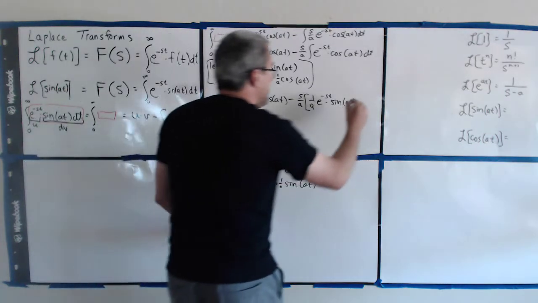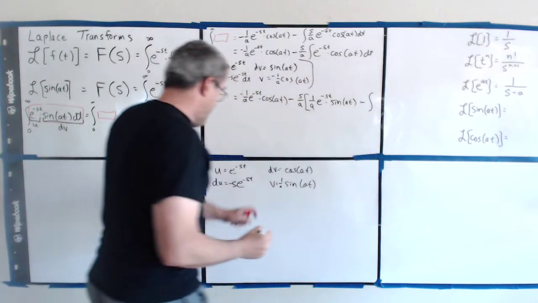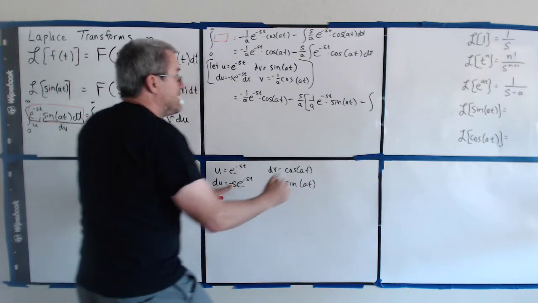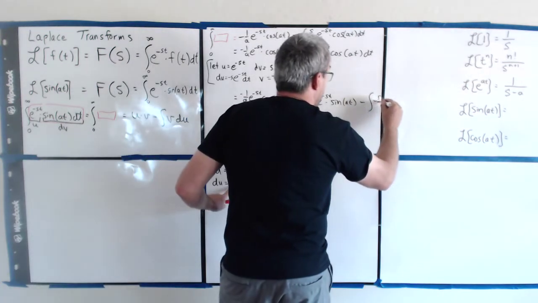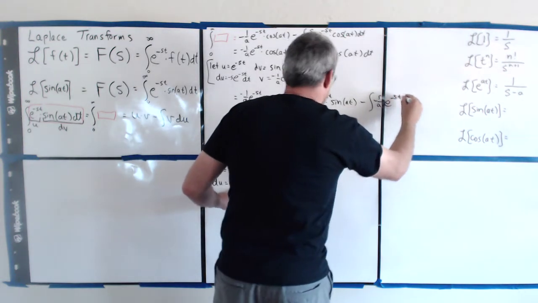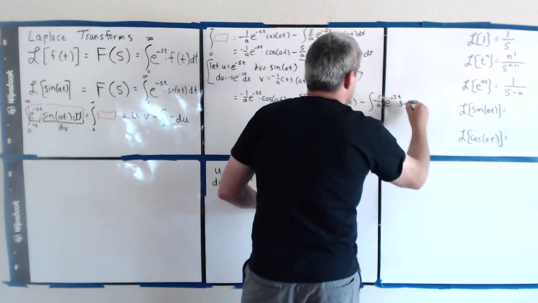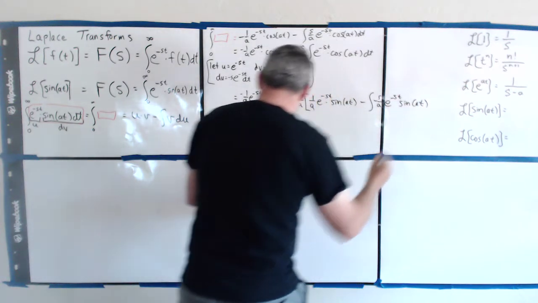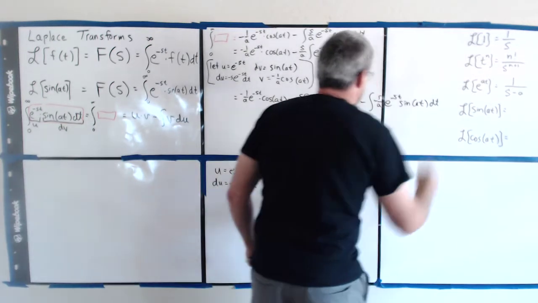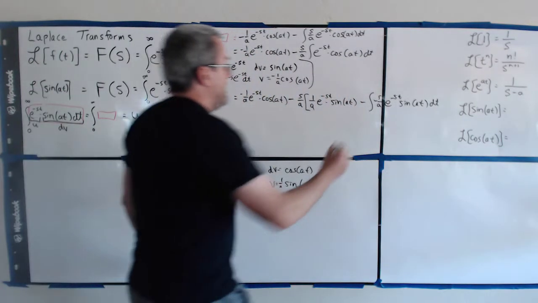Minus the integral of v du. Now, do you see the minus s over a e to the minus st sine of at dt? Oh, I lost my dt there.